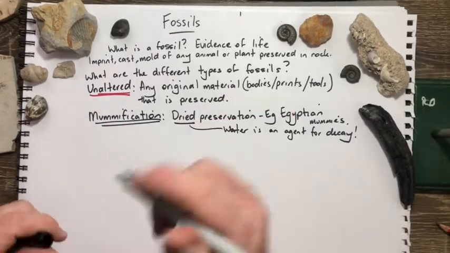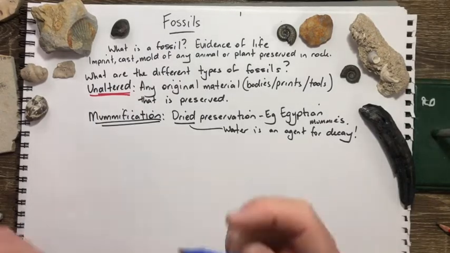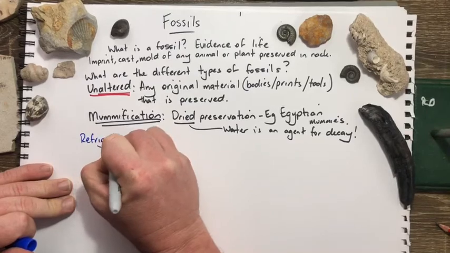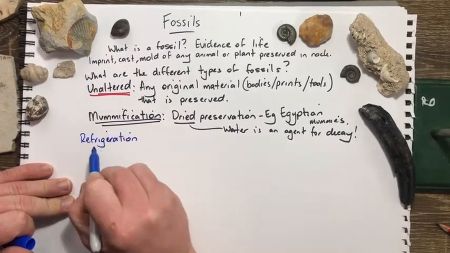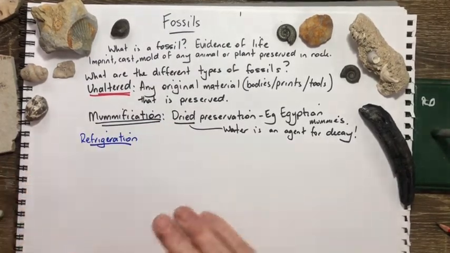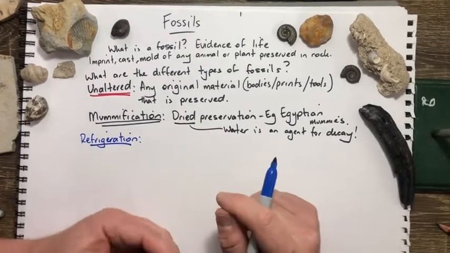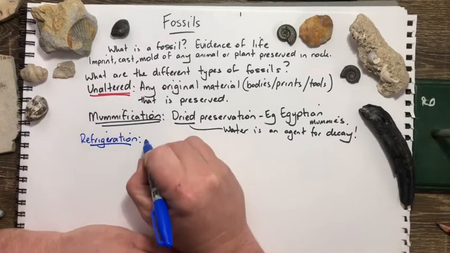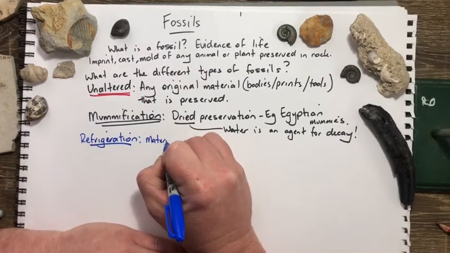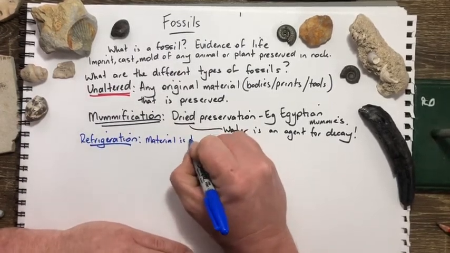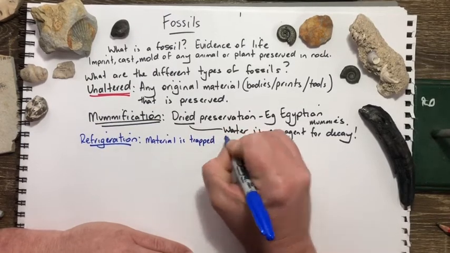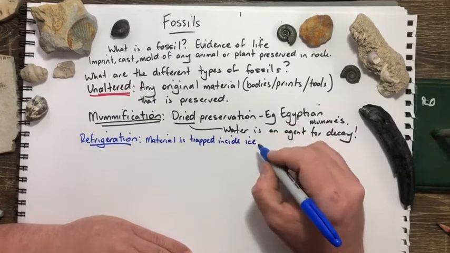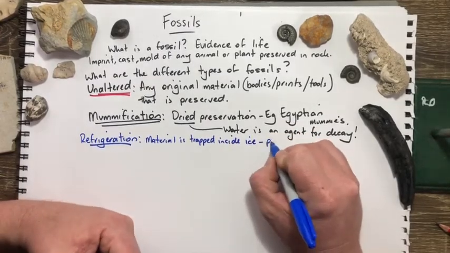Let's go to, and I'll do this one in blue, refrigeration. I've chosen the right color. So refrigeration is when material is trapped inside of ice. And that prevents any decay.